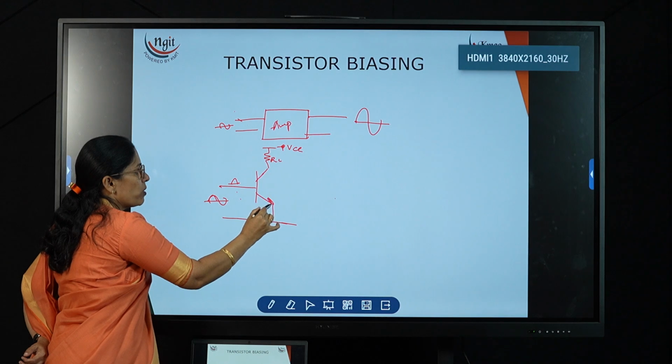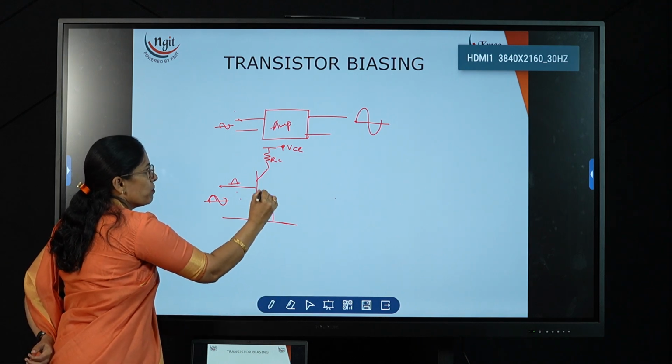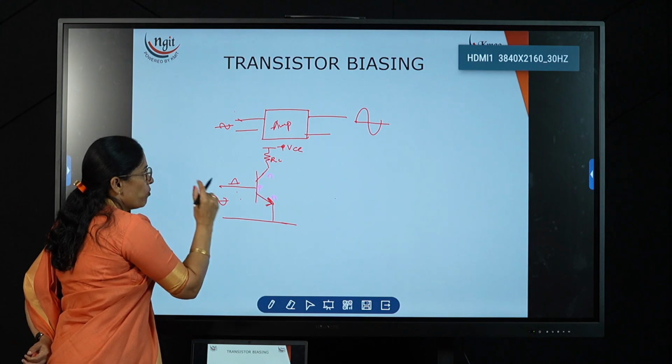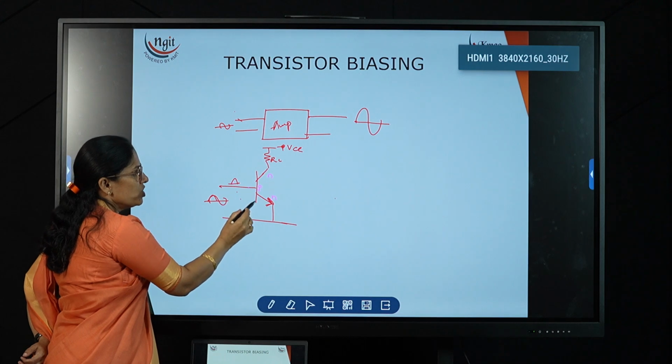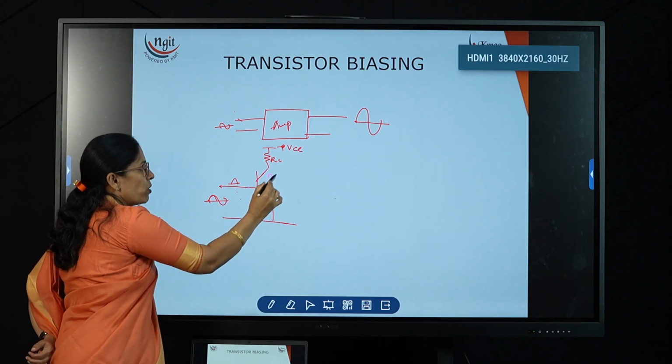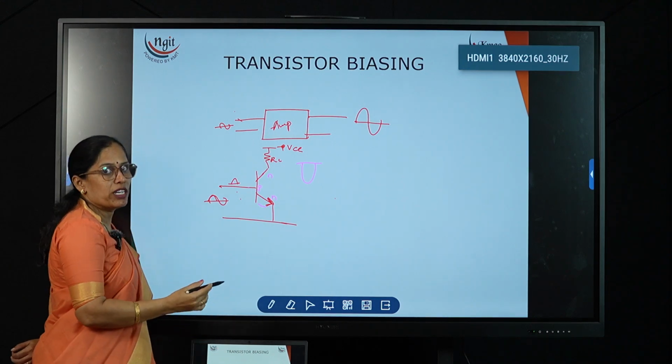Now, what is this? The arrow mark is outside, which means this is the NPN transistor. When the positive half cycle is applied to the P and N junction, this PN junction is forward biased, thereby we get the output signal. So with the amplification, we get the output signal.